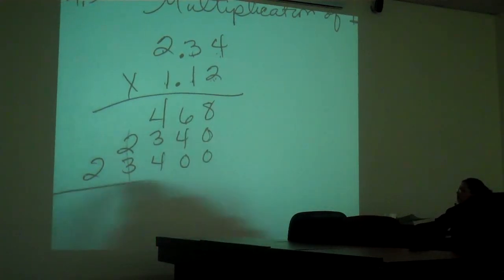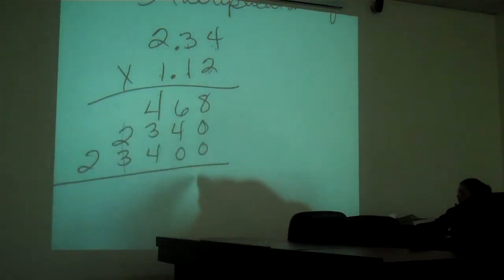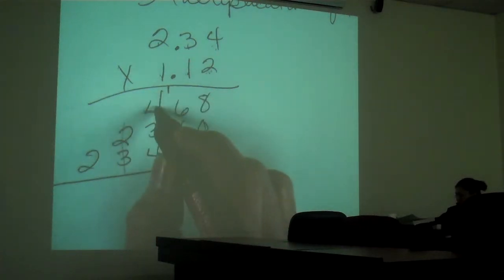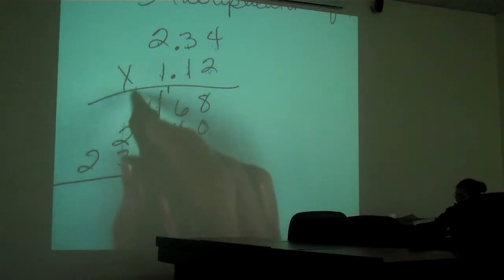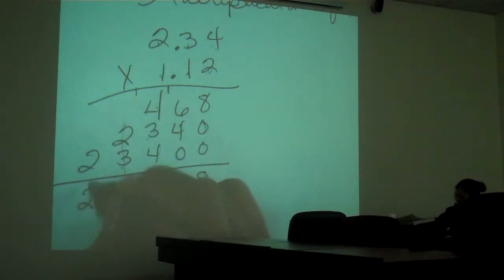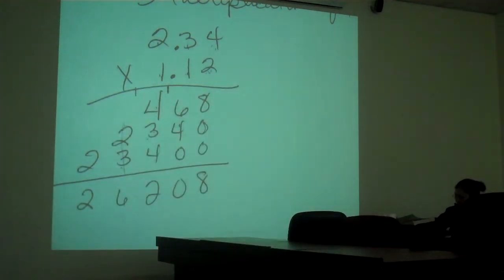If you don't, you'll see that you've made a lot of mistakes in the past just because you added the wrong numbers. Okay, 8, 6 and 4 is 10. 4, 8, 9, 12. 3, 4, 5, 6. And the 2. Okay, now there's no decimal in the answer yet.